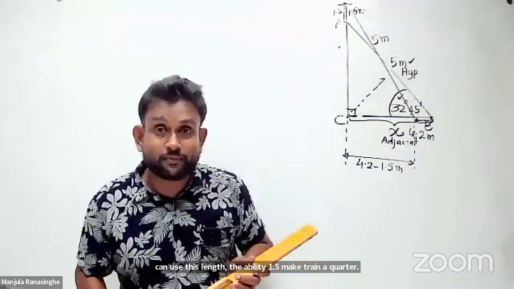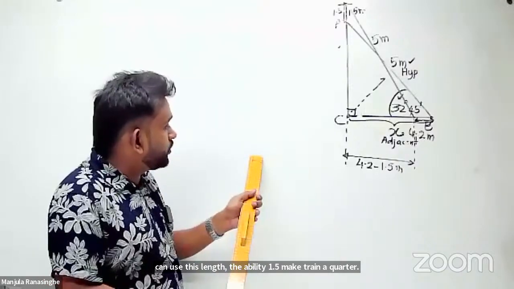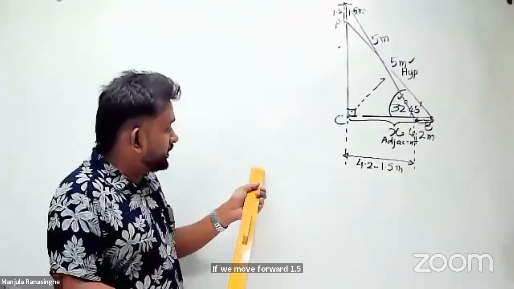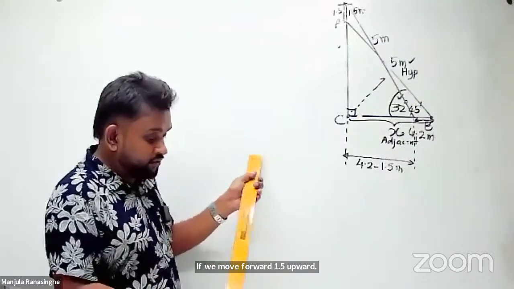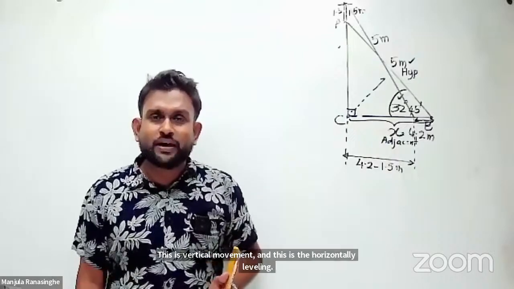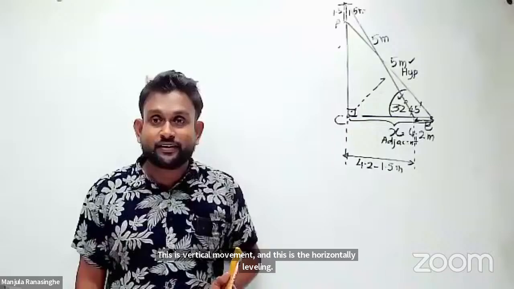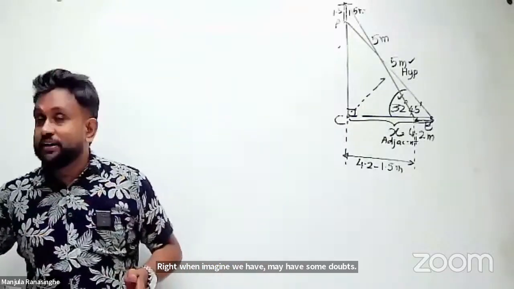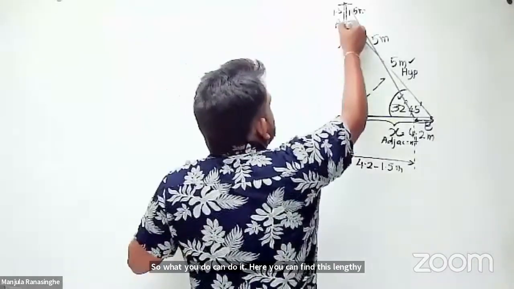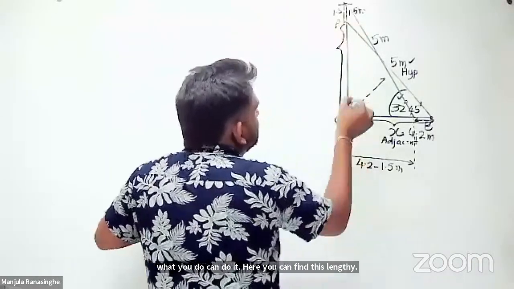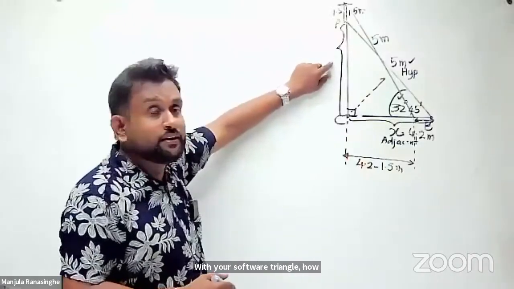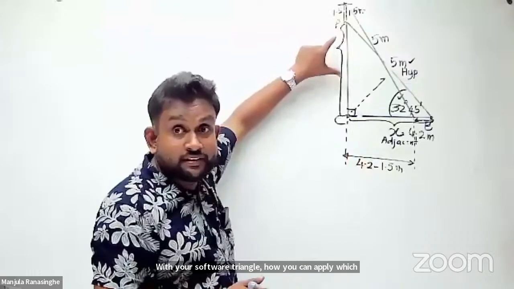Is that same? If we move forward 1.5 upward, right? This is vertical movement and this is the horizontally leveling movement. When we imagine, we may have some doubts. So what you can do here is find this length previously. You can find out this length with use of the previous triangle. How? You can apply which ratio? Now you are going to find the side length.